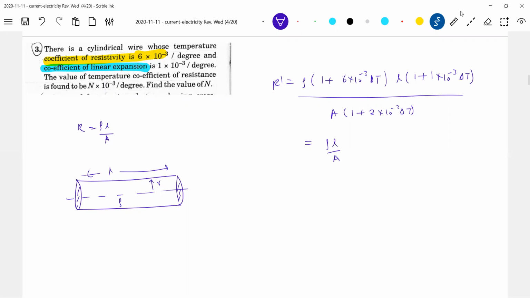rho L by A. R dash is equal to, so this should be everything. You go for binomial expansion, and if you put everything, it will be 1 plus 6 plus 1 minus 2, into 10 to the power of minus 3. I'm writing in short. In the binomial expansion, the product of these two will be neglected, and 1 into 1 is 1. So 6 minus 2 will come. And again, the product of these two will be negligible.